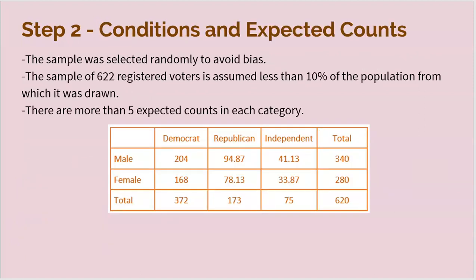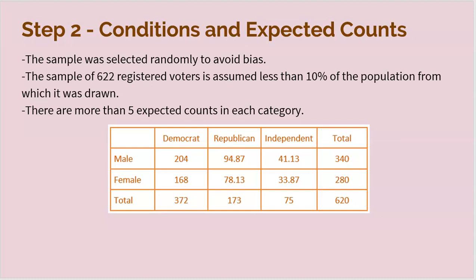Of course, it has to be random to avoid bias. 620 voters. Let's assume less than 10% of the population. It did say it was a large county in California. Adding the word large county tells me that, while I don't know how many people are in that county, I'm pretty confident 620 is under 10%. And then that there are 5 or more expected counts in each category, which of course you have to get the expected counts before you can officially check that condition off.